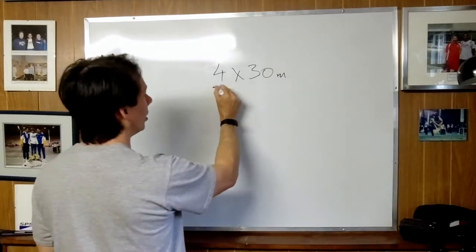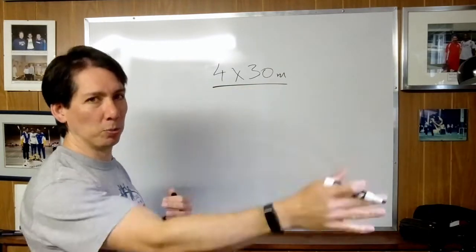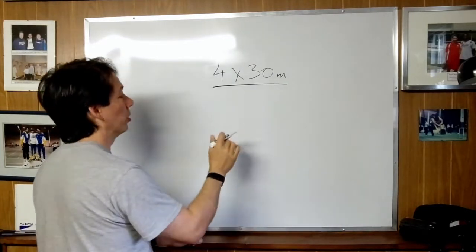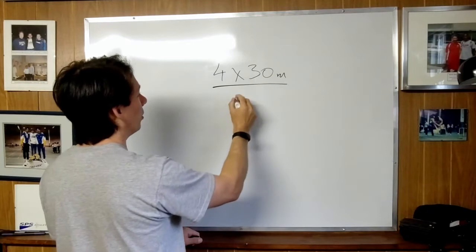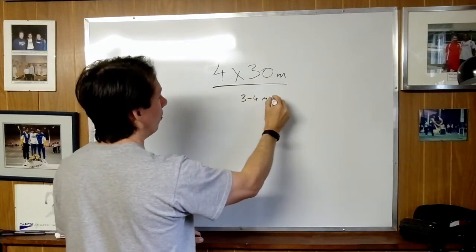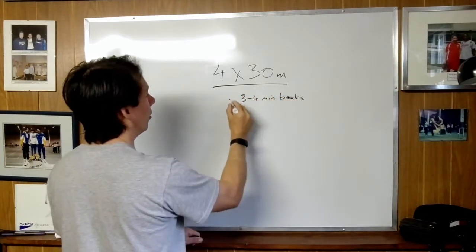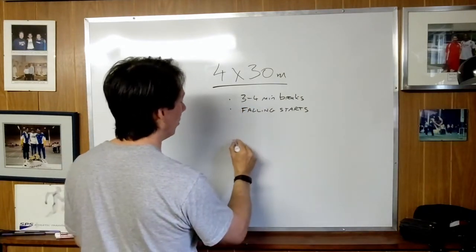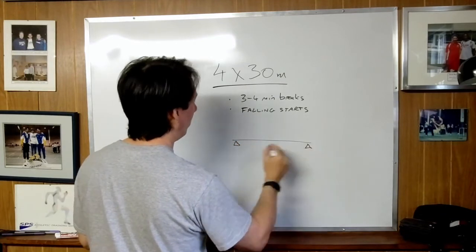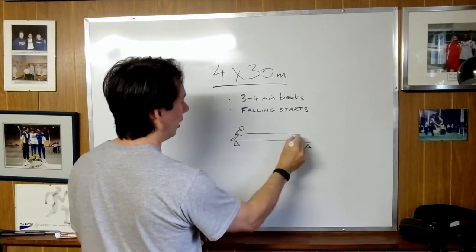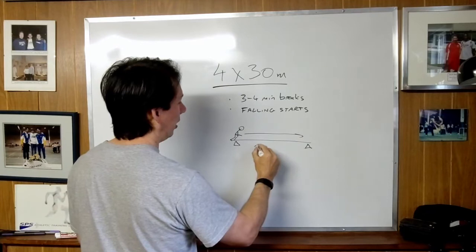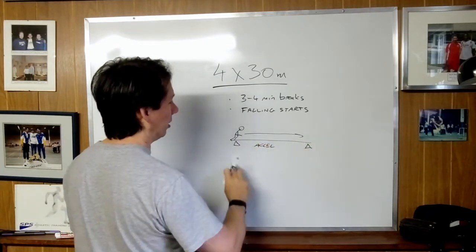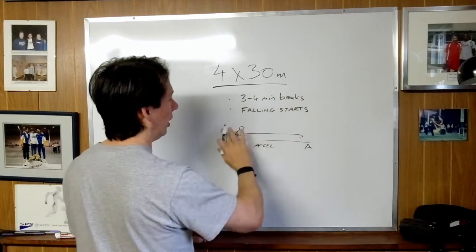So 4 by 30 doesn't always have to be just sprint 4 by 30. You can change it. One of the simplest ways to do this, if I just want a pure speed workout, it might be 4 by 30 with 3 to 4 minute breaks with falling starts. In this simplest iteration of 4 by 30, you're having somebody go 30 meters from a falling start and they're sprinting. You're trying to maximize acceleration as part of this, and you might get to a bit of top speed depending on the athlete. So 4 by 30 with good breaks, great.